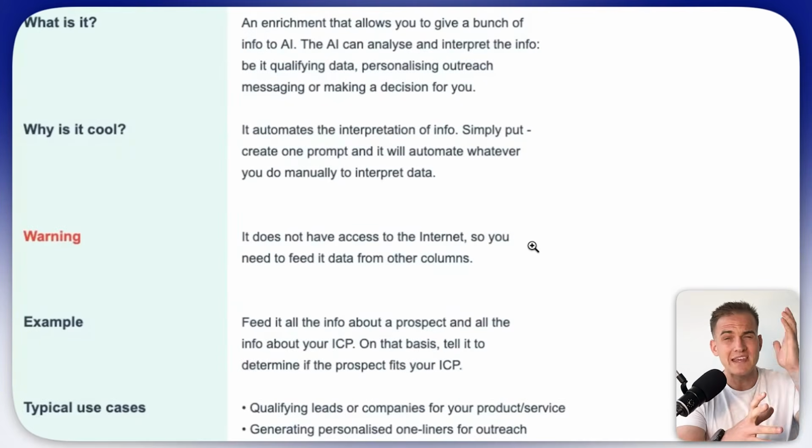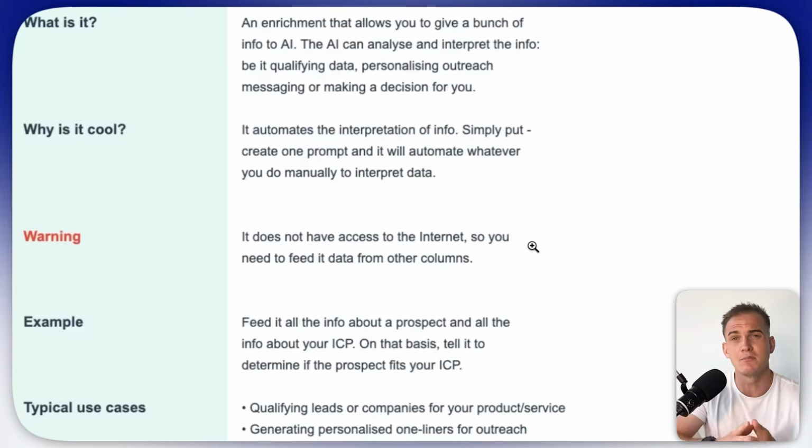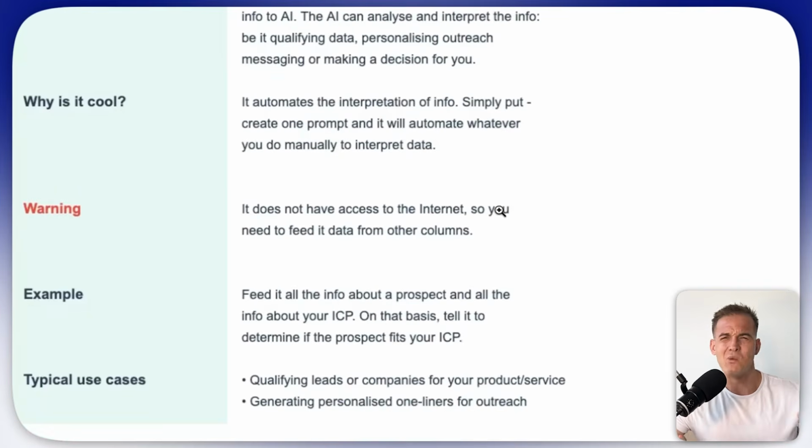If you're a total beginner to Clay, you may ask, okay, but explain this OpenAI enrichment in a bit more detail. You can give a bunch of information to AI. AI can analyze and interpret that information for you. It can qualify data. It can help you personalize outreach. It can create some sort of messaging for you, or it can make a decision, for example, to determine if this company fits your ideal client profile based on a specific criteria, or if it doesn't fit your ideal client profile.